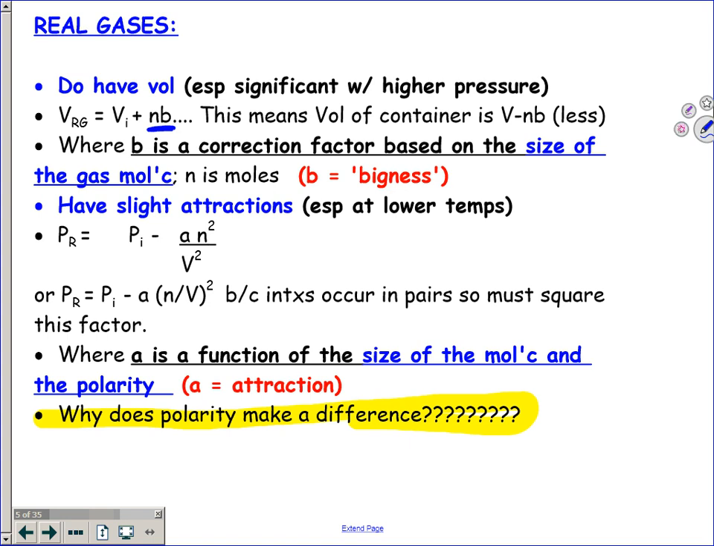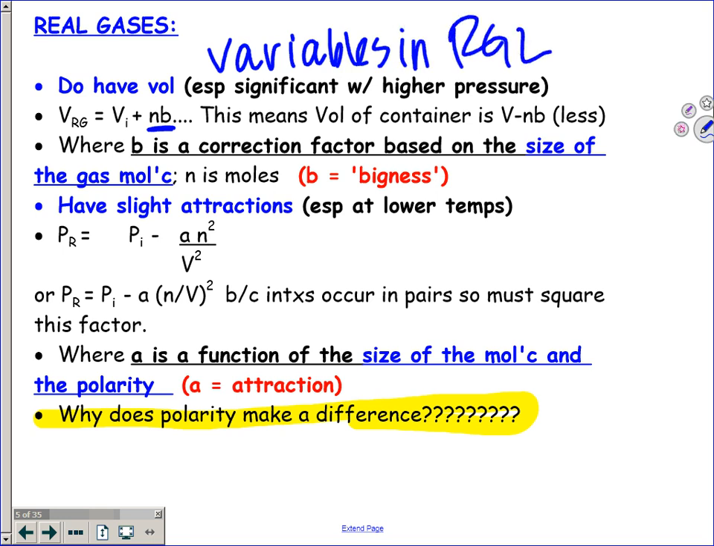So you could say these are like variables in the real gas law. The first variable deals with the volume aspect that we spoke of. B is just a correction factor that says, hey, real gases have volume, so I've got to adjust the volume. I technically subtract the volume that the particles take up to say, okay, this is actually how much play space they have. This is how much volume they have in the container.